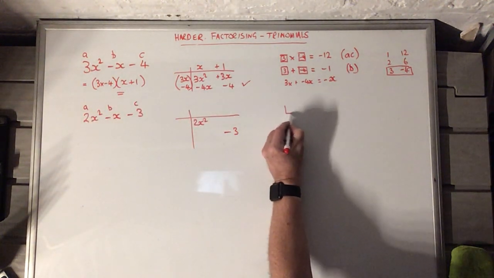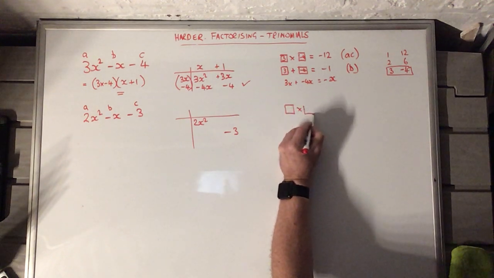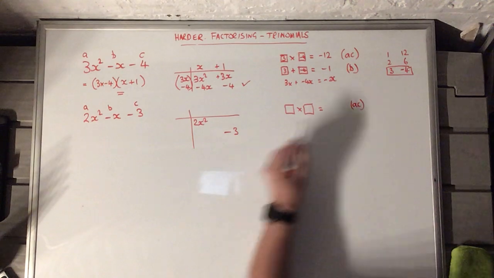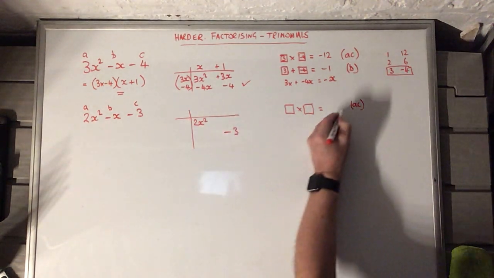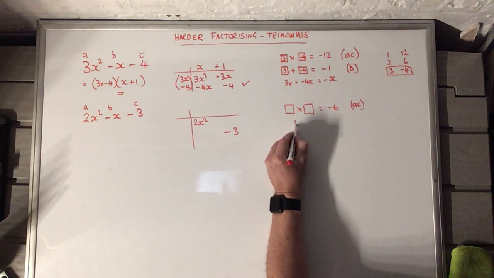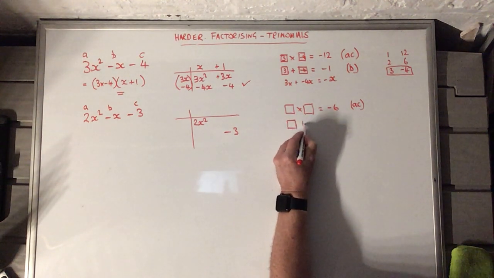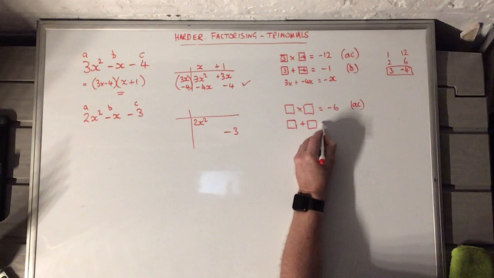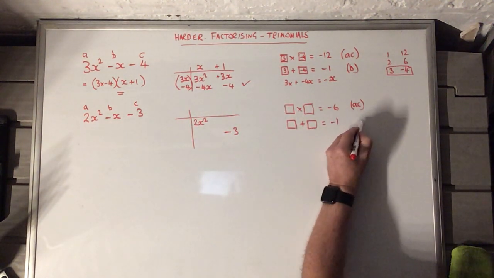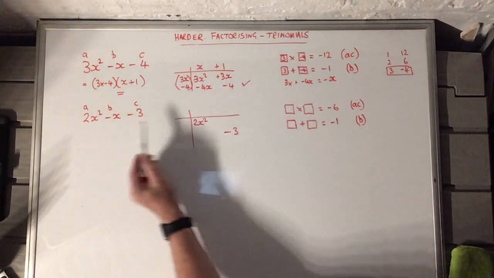So again, we need two numbers that multiply together to give me my AC. So my AC is 2 times negative 3, that's negative 6. And the same two numbers must add together to give me my middle term, which is negative 1. And that's my B term in here.